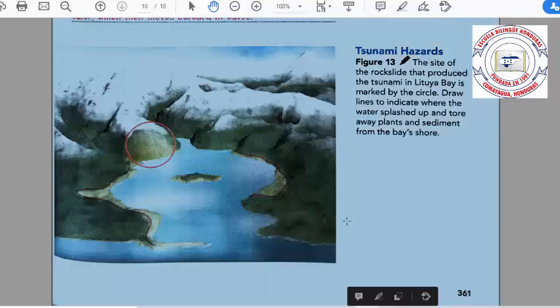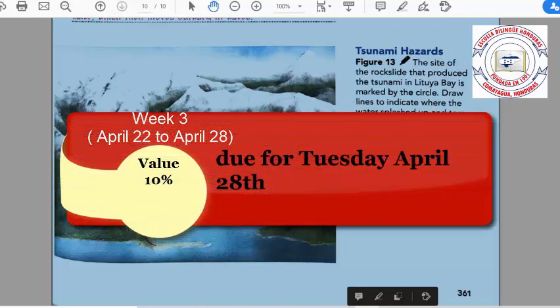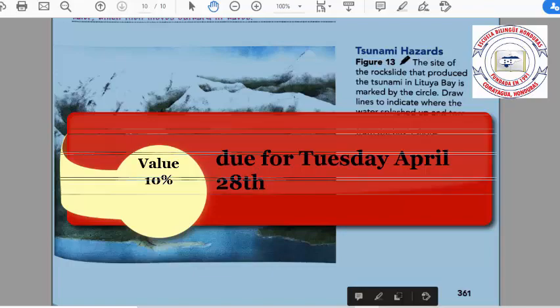Okay, remember, guys, the next page is the lesson 3 check. That's page 362. You have to complete that too, guys. Take a look at the homework sheet I will send to you next week. All these activities, guys, in your book and the lesson check, you have to do for Tuesday, April 28th. See you, guys.